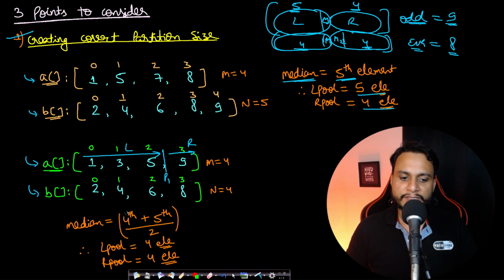Since the total elements are 8, you have 2 median elements, so the 4th element and the 5th element, and you need to take the average of them to find the median. So the left pool will have 4 elements, and the right pool will have another 4 elements.